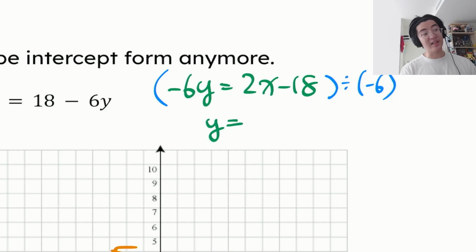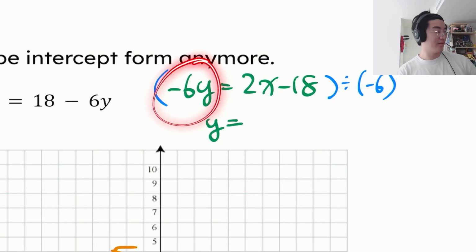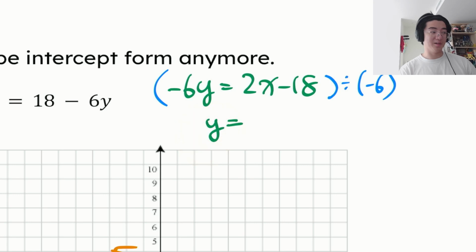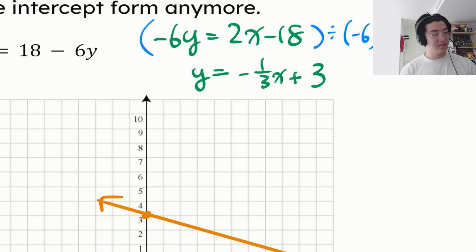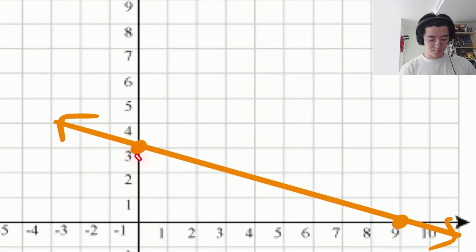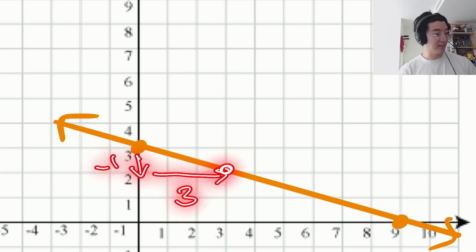See, if I'm there, then that's slope-intercept form, right? This is not slope-intercept form. This is slope-intercept form. We can have anything in front of the y. So everything divided by -6 gets you that. So as you can see, y-intercept of 3, slope of -1/3. Move down by 1, move to the right by 3, you get another point here.